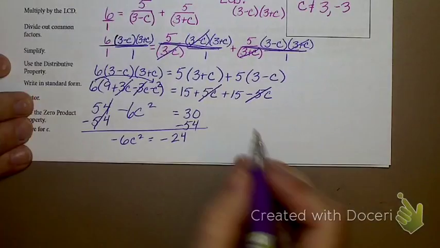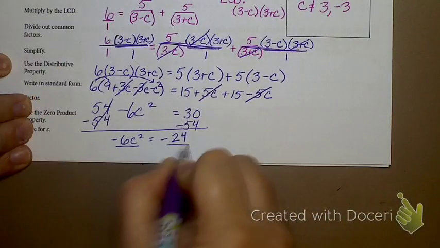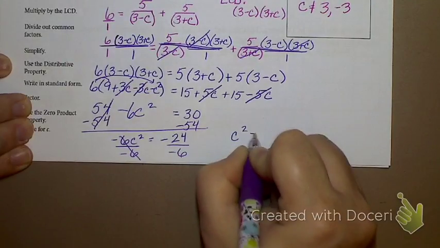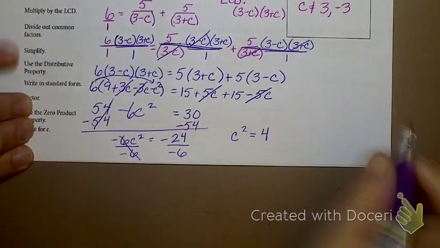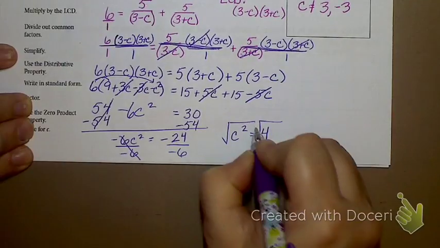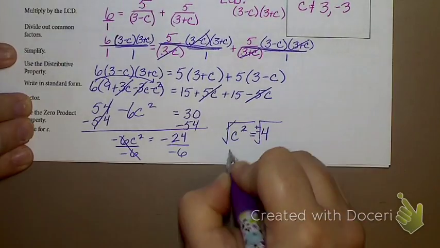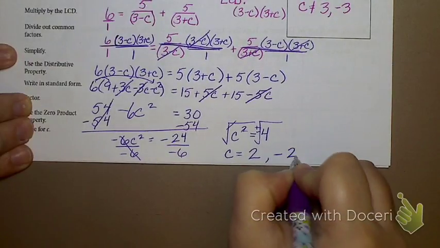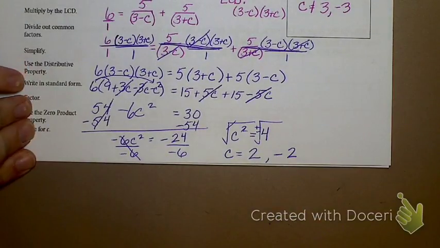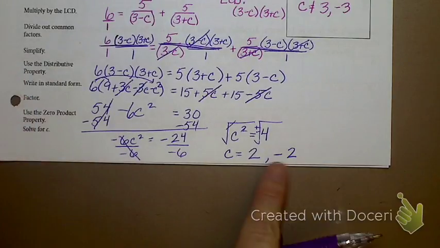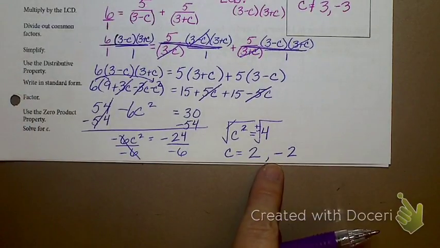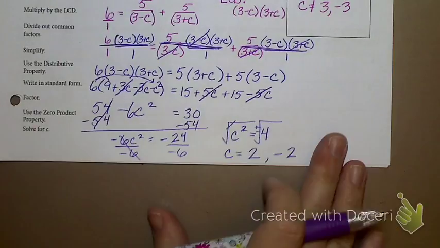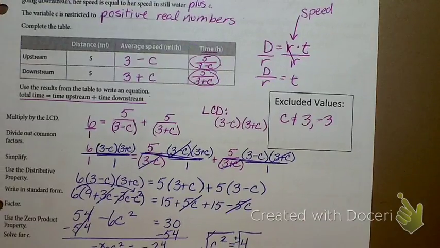Now what should I do? Divide by negative 6. And c squared equals positive 4. When I square root this, I have to remember a plus or minus. I get c equaling positive 2 and negative 2. Now, are either of those my excluded values? No. So that's good.